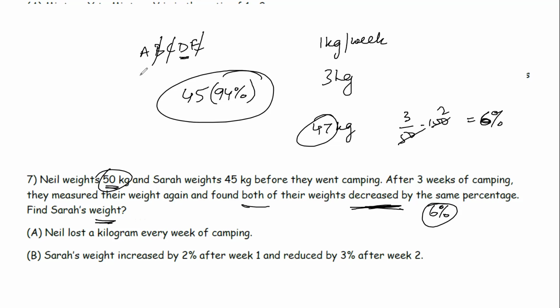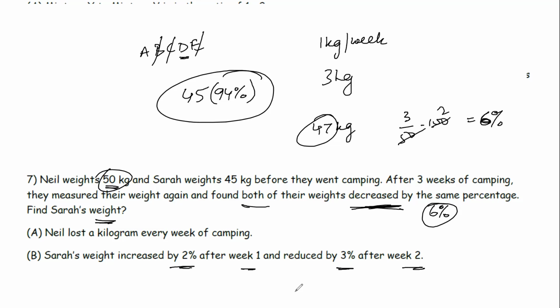Now does statement B also answer? Sarah's weight increased by 2% after week 1 and reduced by 3% after week 2. But it doesn't tell us what happened after week 3. So we really can't do the math on this. All we have is Neil and Sarah's weight decreased by the same percentage, and we know their individual weights are 50 and 45.